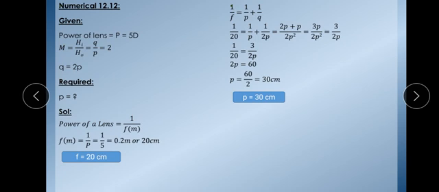Students, hopefully the concepts are clear, but you people must practice the numericals by yourself. Then you will be able to understand this more clearly.